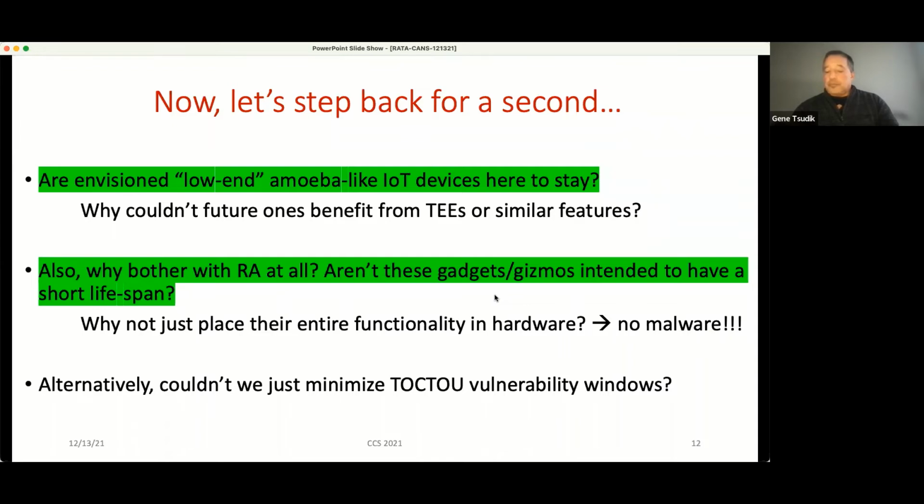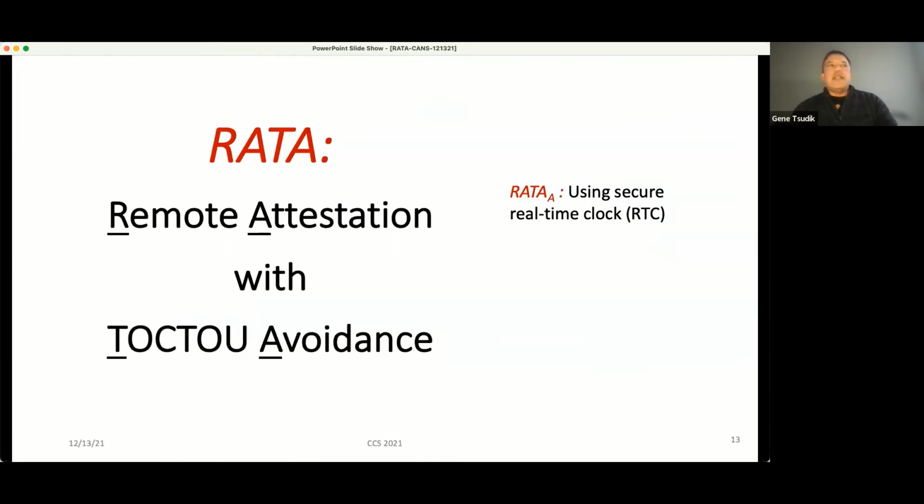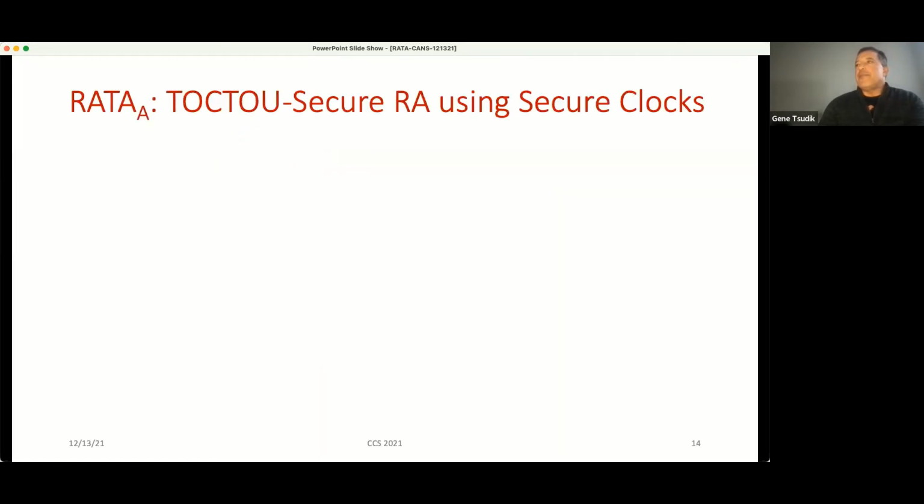So, moving right along, the next step is the presentation of RATA, or Remote Attestation with TOCTOU Avoidance. It comes in two flavors, RATA A and RATA B. The first one is just a kind of toy example. It's not really all that practical. You'll see in a minute why. The second one is more serious. It is the one aimed at the actual realistic low-end IoT devices.